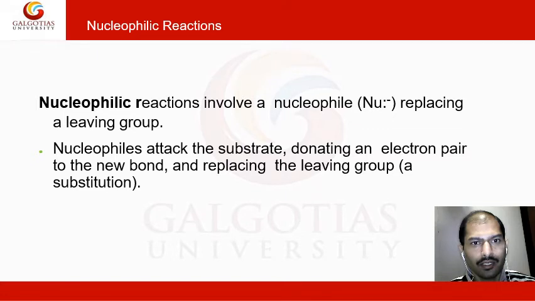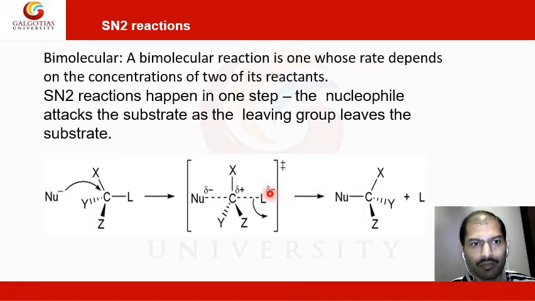So here a nucleophile is involved, in the presence of which the reaction takes place. This replaces a leaving group. The nucleophile attacks the substrate, donating an electron pair to the new bond and replacing the leaving group. So there is a substitution of a leaving group that was substituted from the original one.